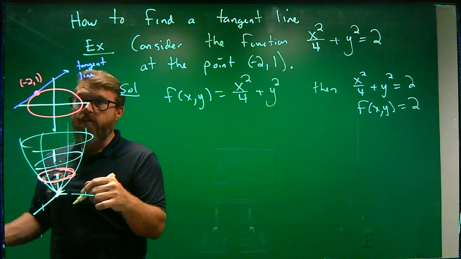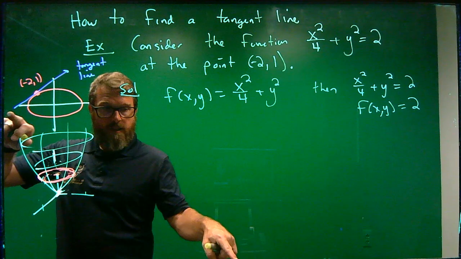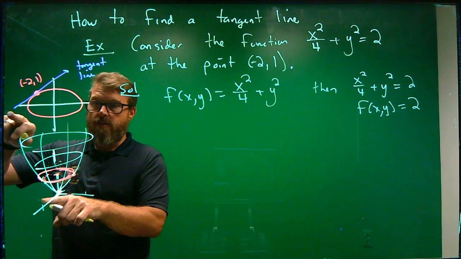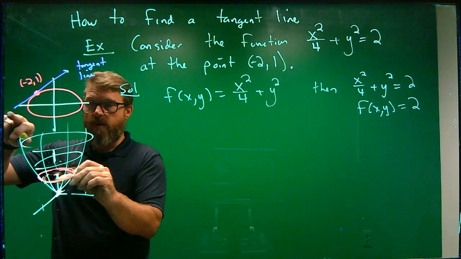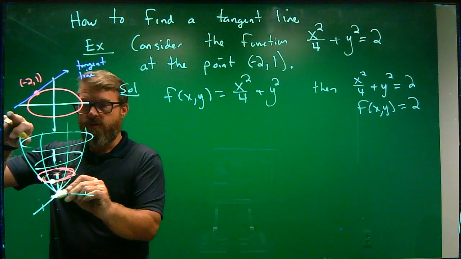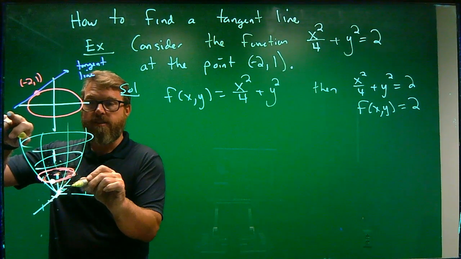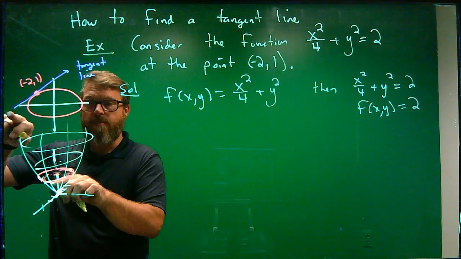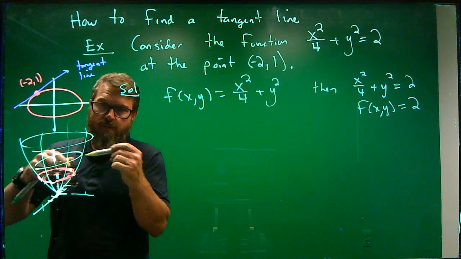So if I'm going to choose that point, let's see, x is -2 and y is 1, so somewhere about right here. We're actually talking about that point. And then this blue curve that goes around here.